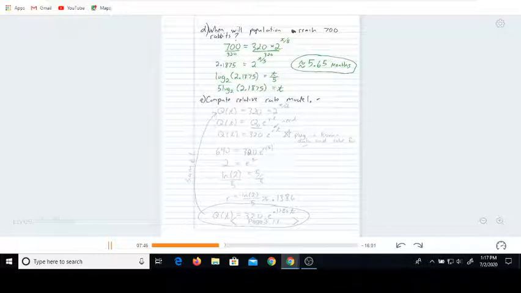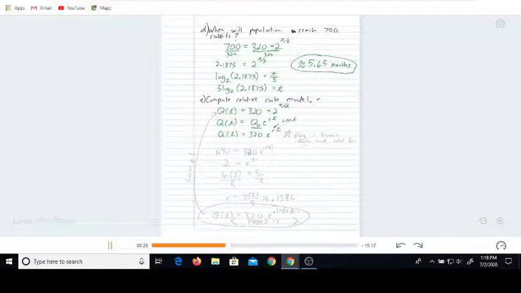And last part, compute a relative rate model. Well, let's go ahead and do that. So here's our model. Quantity at time t equals 320 times 2 raised to the t over d. But suppose we want to change from a doubling time model to a relative rate model. So the relative rate model is this: e to the rt. So the good news is we know the initial quantity. That's still 320. That hasn't changed. What we need, though, is to figure out that relative rate.